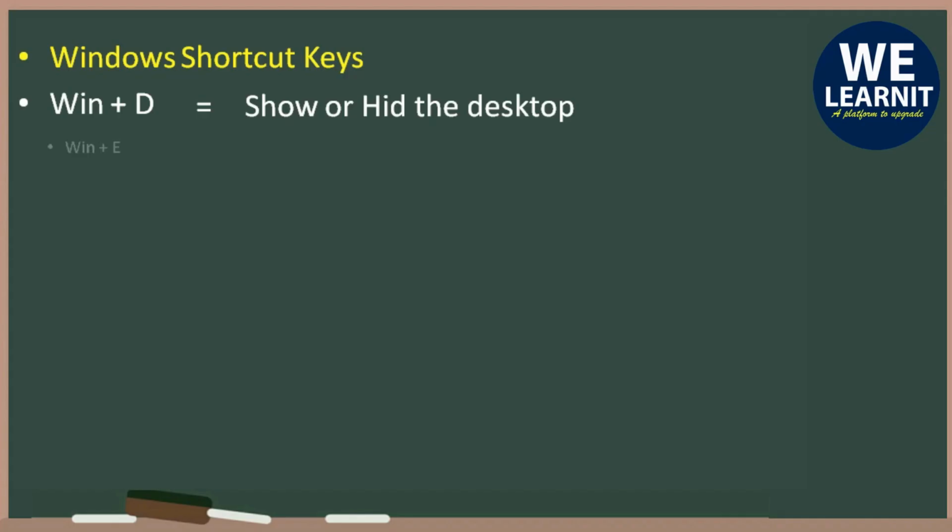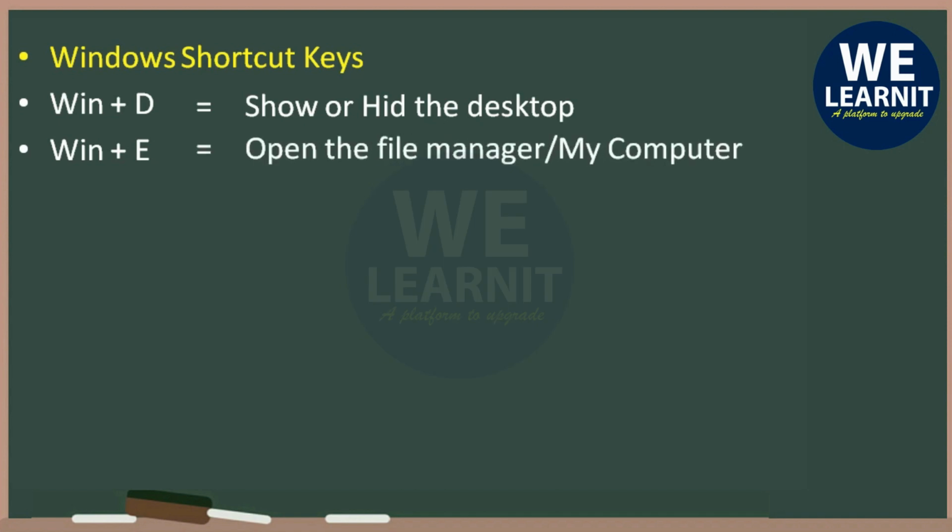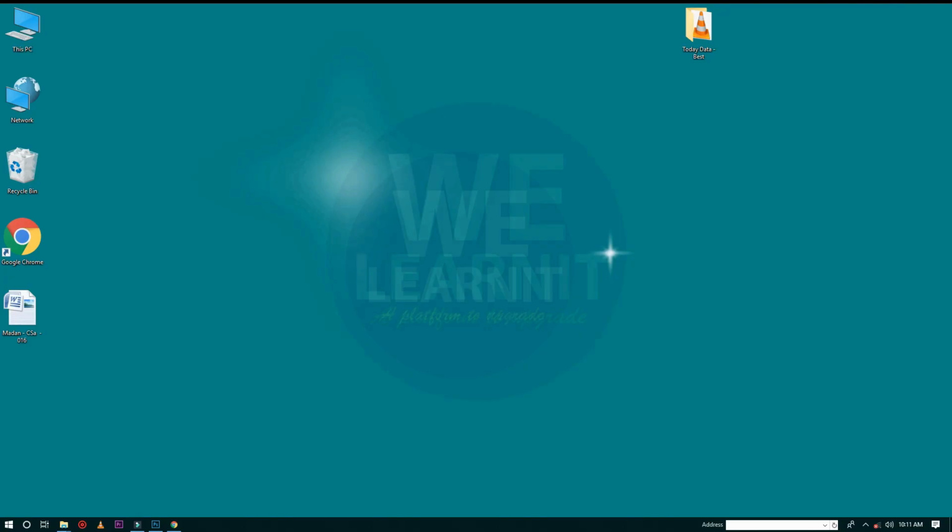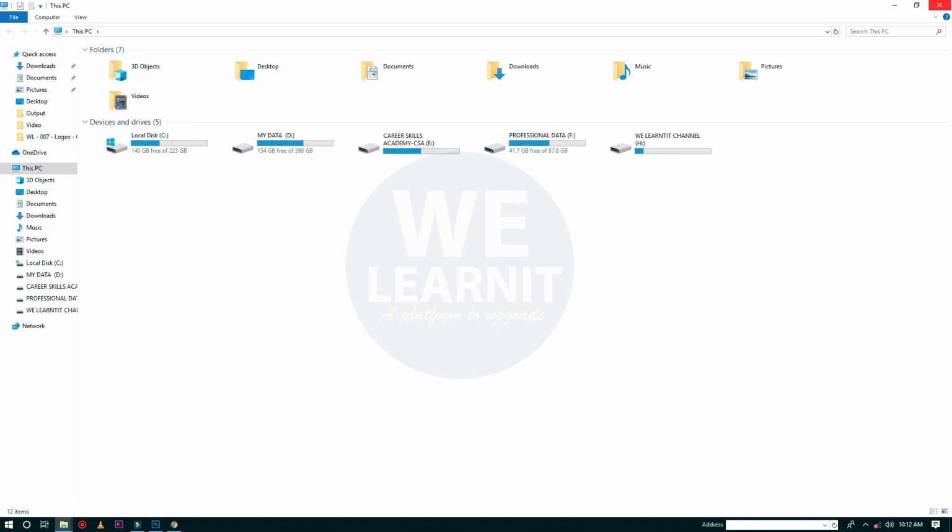So the next key is Windows E. This key is used to open the file manager or My Computer. So by using Windows E keys together, you can get into the file manager immediately, like opening My Computer. So let me do the practical of it. I hold Windows and I press E, and now you can see the file manager has been opened. I'm in the file browser. So from here I can get into any drive, folder or file.